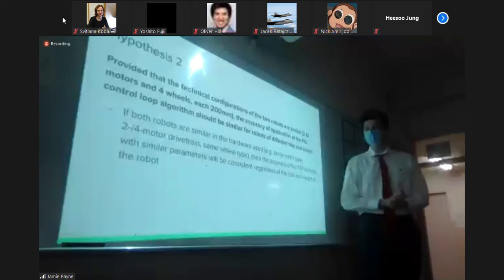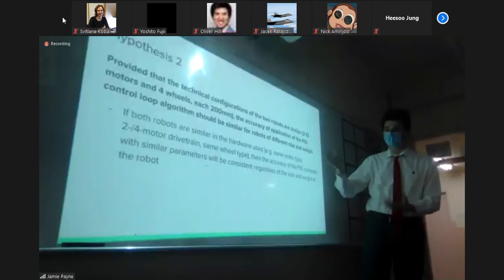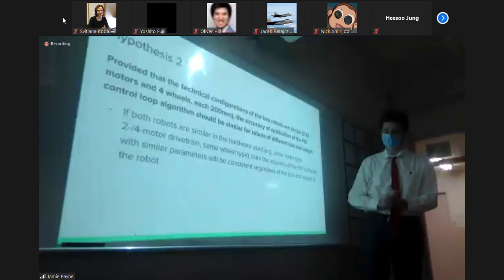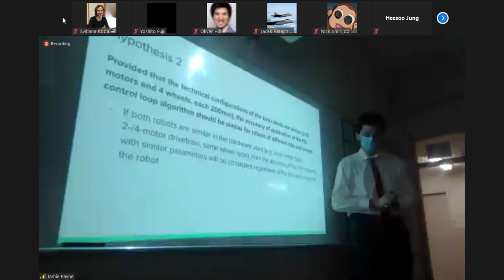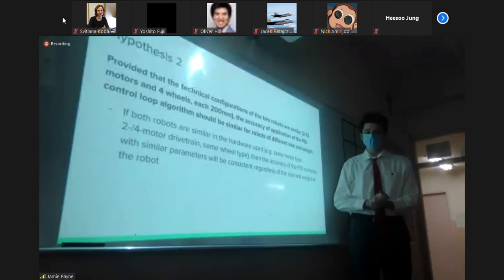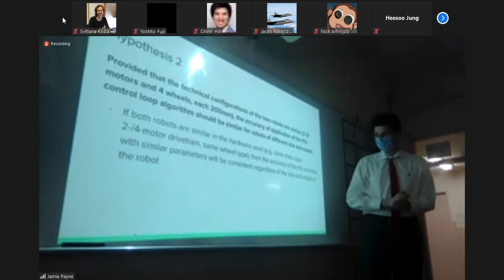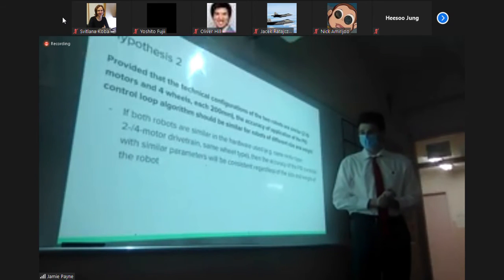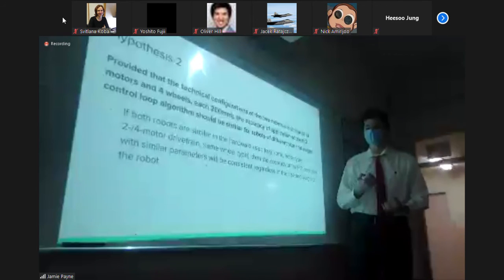Most of it is actually hardware related, such as veering in one direction, random hardware errors or sensor errors. Hypothesis 2 is that, provided the technical configurations of the robots are similar (IQ motors, 4 wheels, each 200 millimeter circumference), the accuracy of the application of the PID control loop algorithm should be similar for robots of different size and weight. If both robots are similar in the hardware used, as mentioned, motor type, drivetrain, wheel type, then the accuracy of the PID controller with similar parameters will also be consistent, regardless of the size and weight of the robot.